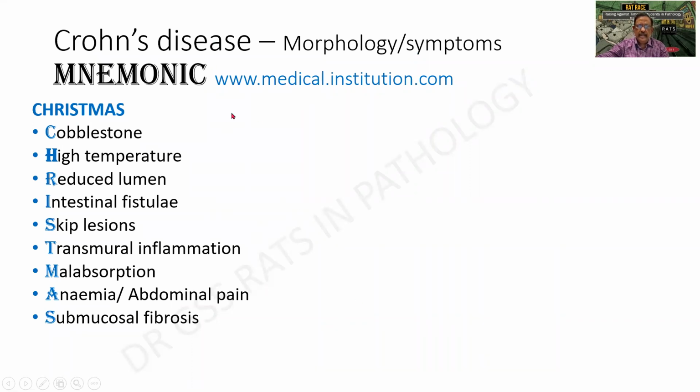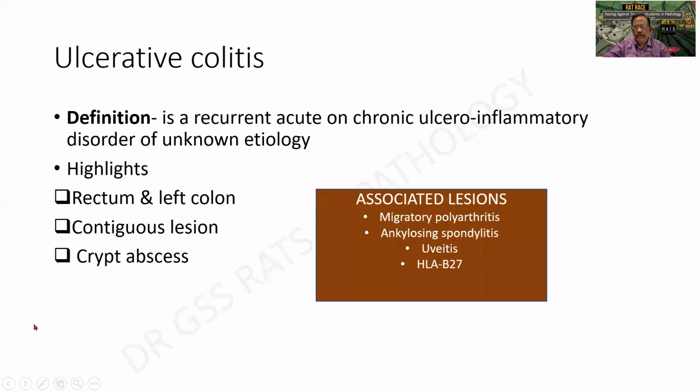Please study this mnemonic, and this is the source. Christmas: cobblestone, high temperature, reduced lumen, intestinal fistulae, skip lesions, transmural inflammation, malabsorption, anemia, and submucosal fibrosis. So this is Christmas. I would like you people to definitely memorize it.